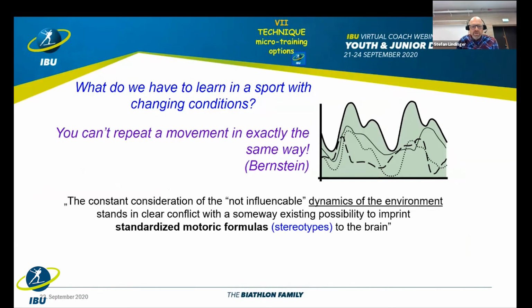So the constant consideration of the not influenceable dynamics of the environment, it's changing. The snow is changing and the weather is changing and the hardness and the conditions are changing. This stands in clear conflict with the somehow existing possibility to imprint standardized motoric formulas to the brain. We cannot imprint patterns so much, and we should not. We learn patterns, but we should not make them stiff.